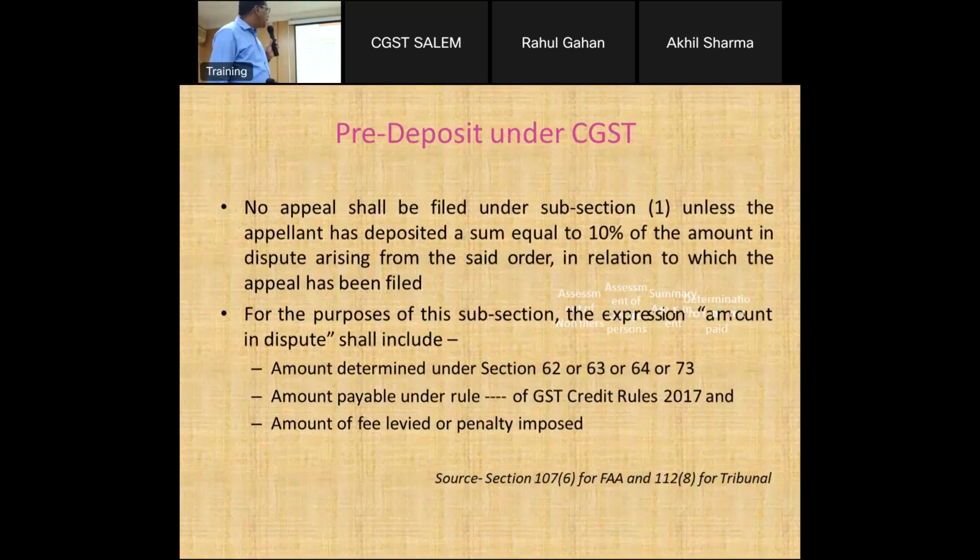Any order can be appealed. Before review, we will tell this. If the taxpayer is going on appeal, he has to pay 10% of the amount of tax. If he agrees to part of it, for example, out of 1,000 rupees he says 200 he is agreeing to, then out of the remaining 800, he has to pay 10%. That is the pre-deposit. The amount determined under sections 62, 63, 64, the amount payable under the GST Rules 2017, fee, levy and penalty imposed are not included for this purpose; only the tax liable to be paid, and 10% of that he has to pay before filing an appeal.